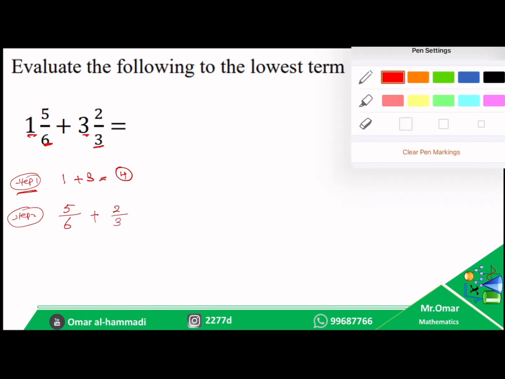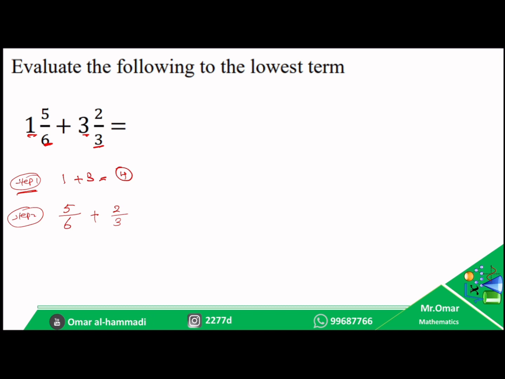When do we do this method? Only in the addition of mixed numbers. When we have two mixed numbers being added, we have to do it this way. Okay, so now we have to multiply 6 multiplied by 3, it will give us 18, and then cross 5 multiplied by 3, it will give us 15, plus 6 multiplied by 2 will give us 12.